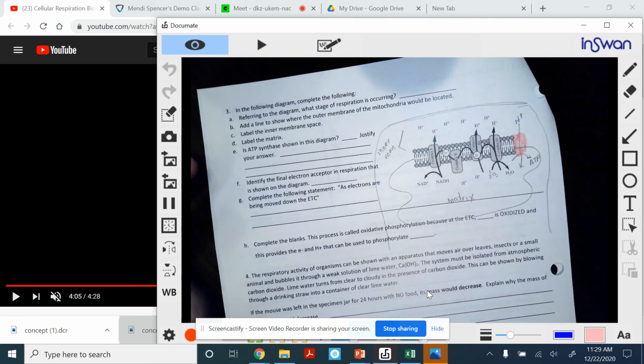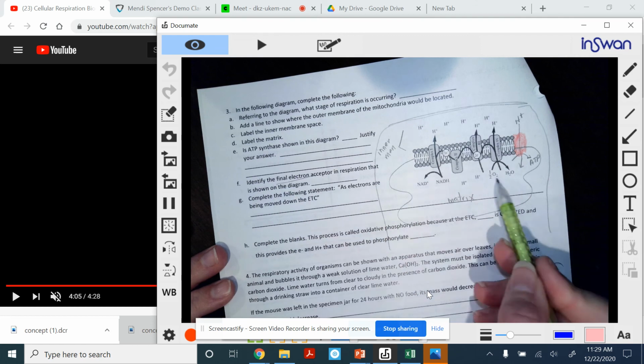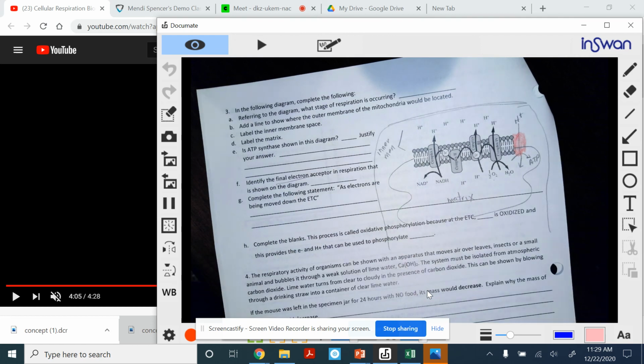Okay. F. Did we identify the final electron acceptor? Awesome, which is your oxygen. Okay, G. Did we finish G? We didn't. I didn't think so. Okay, so guys, I'm using terminology to explain these processes, but you guys are going to have to be able to use terminology in a way that other people who are scientifically literate would be able to understand, okay?